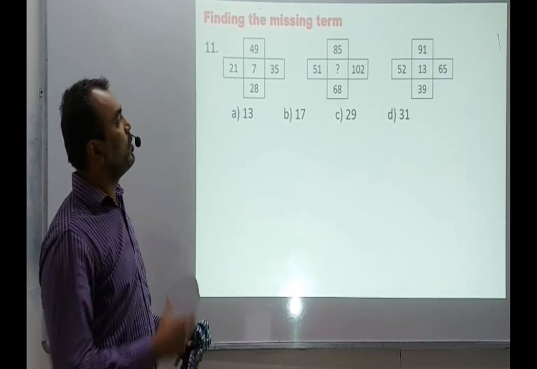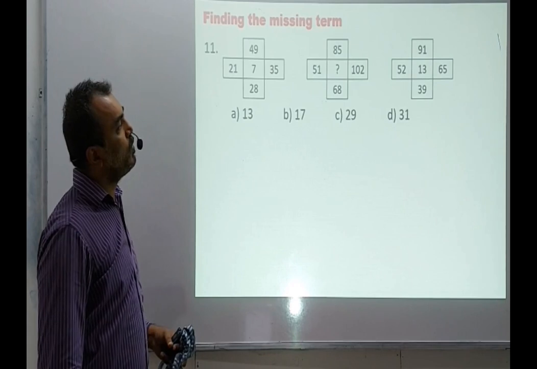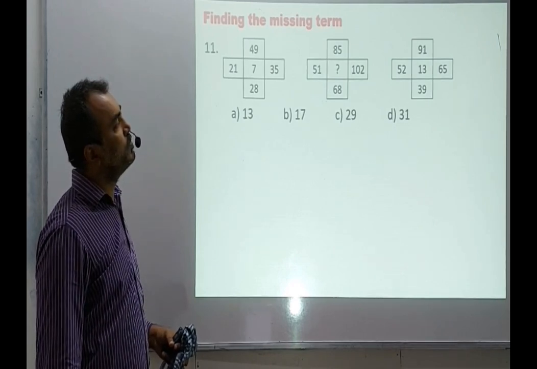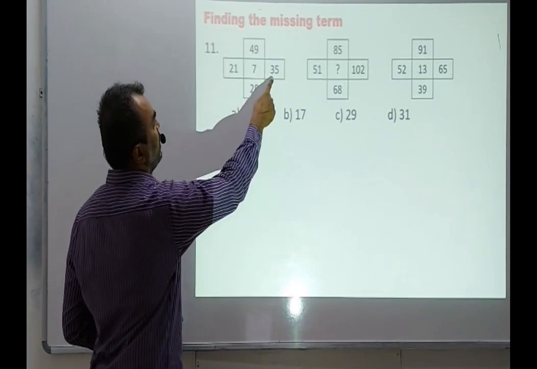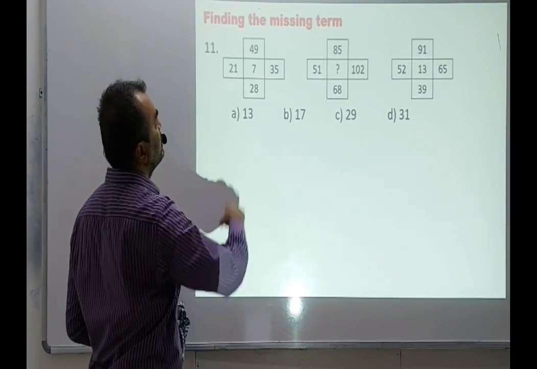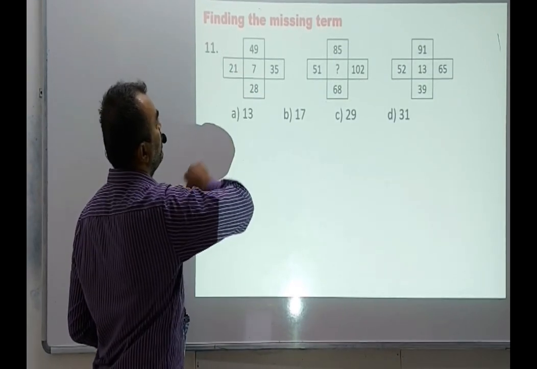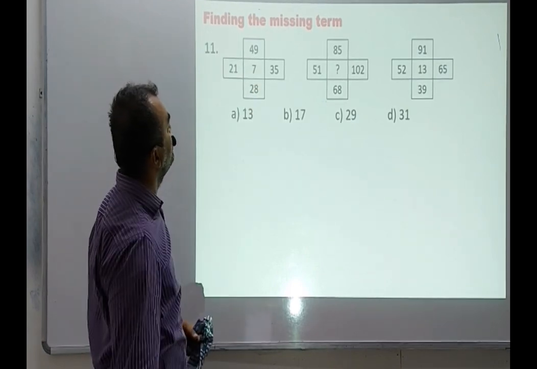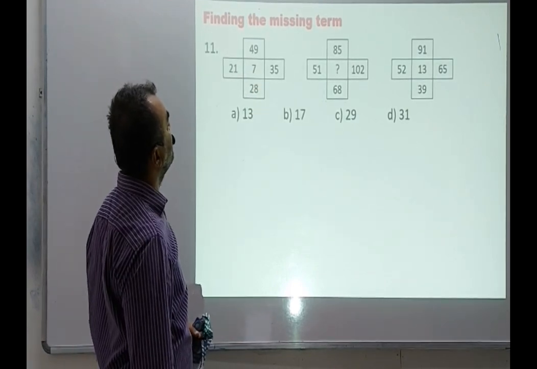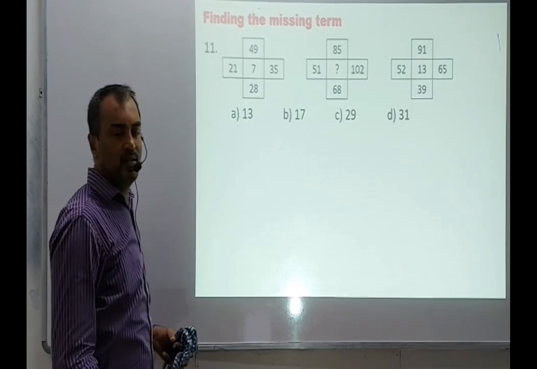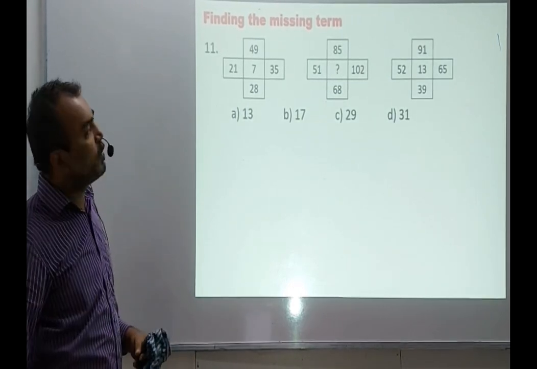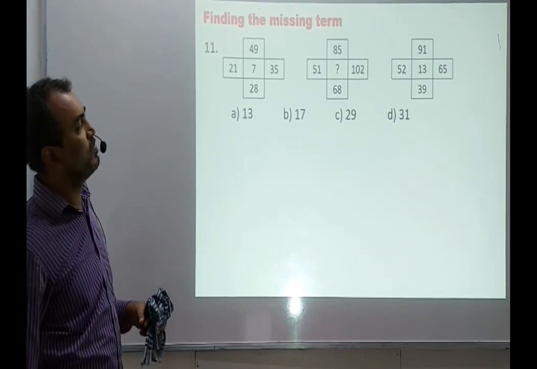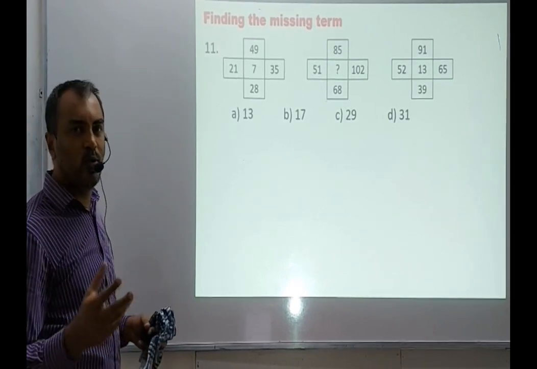Anyway, what's the pattern here? What can you observe? 21 plus 35, 56. 49 plus 28, or let's say 49 plus 29, is 70. Yes? So there is so much logic you can try, but when I'm going to tell you the answer, the logic, you are going to laugh.